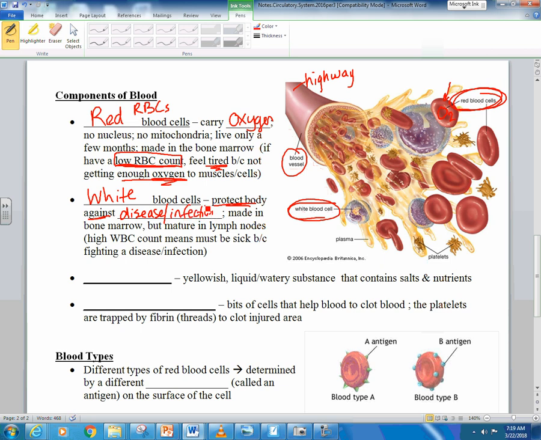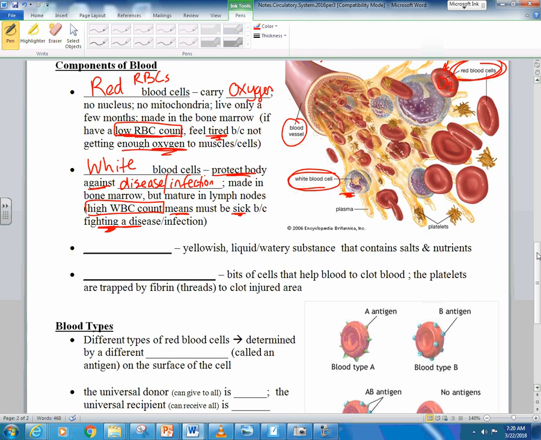These white blood cells, if there's a disease or infection, then the body's going to make more. A high white blood cell count means that you are sick because you are fighting an infection. So the body makes a lot of soldiers to fight that war. Having a low white blood cell count could also be bad. It means the body cannot make them for some reason, or that they are being destroyed.